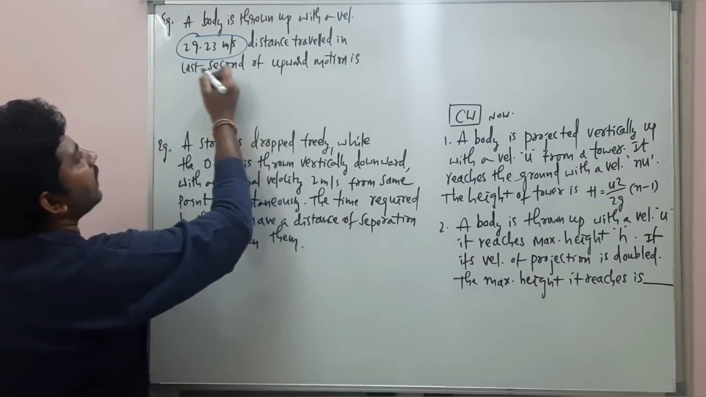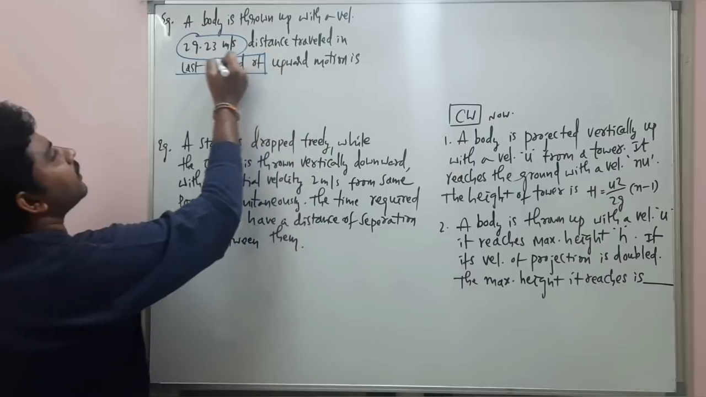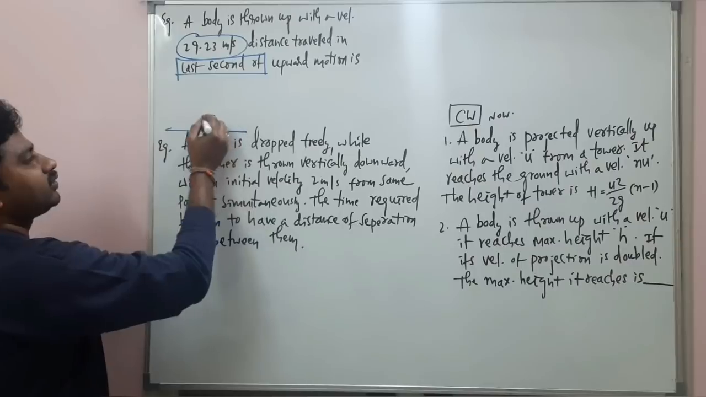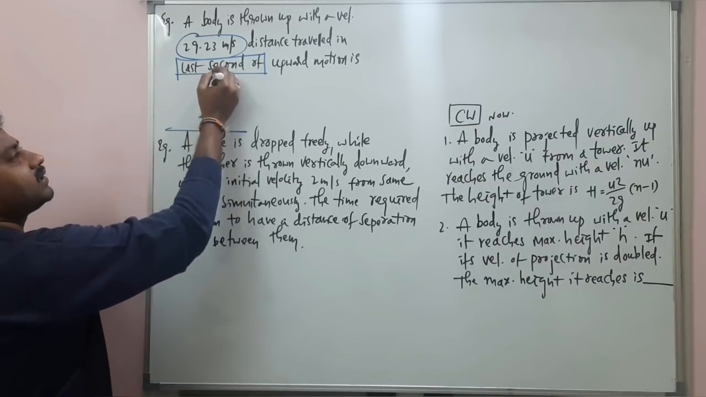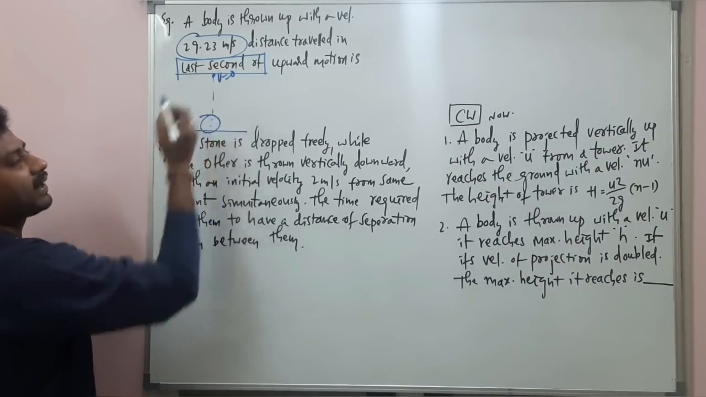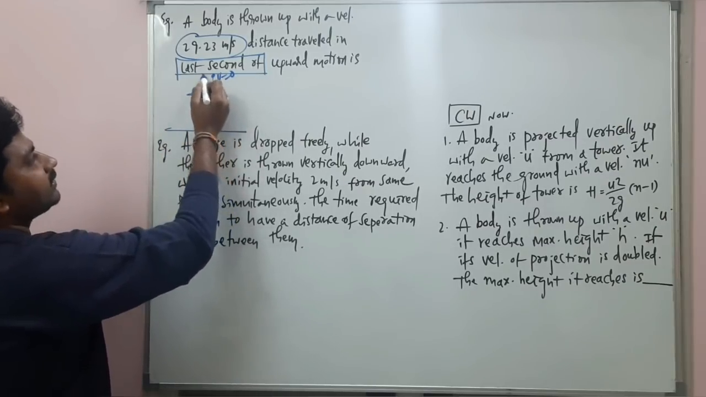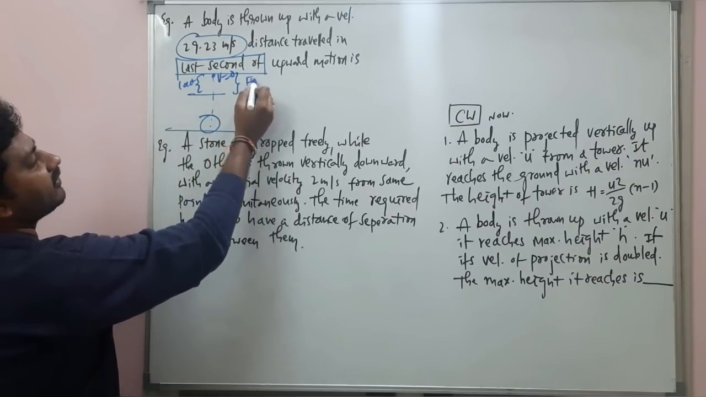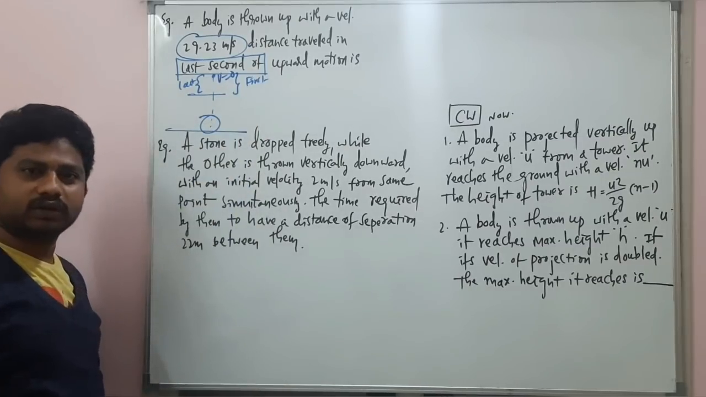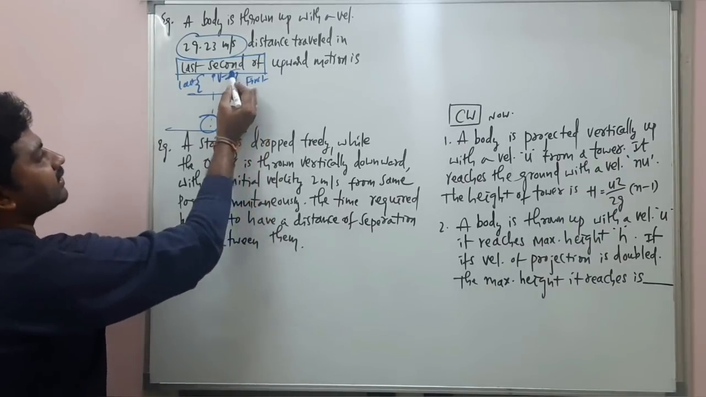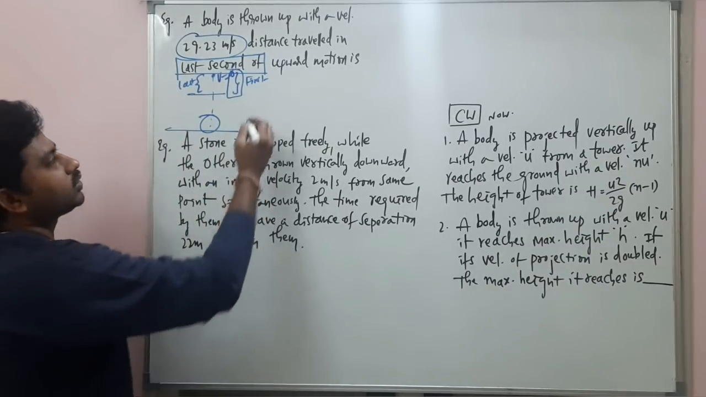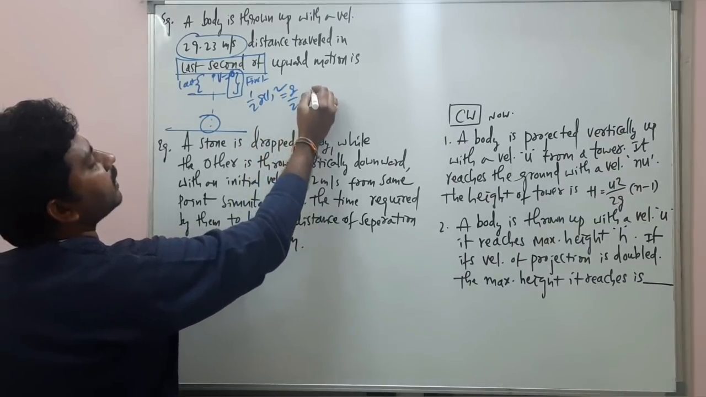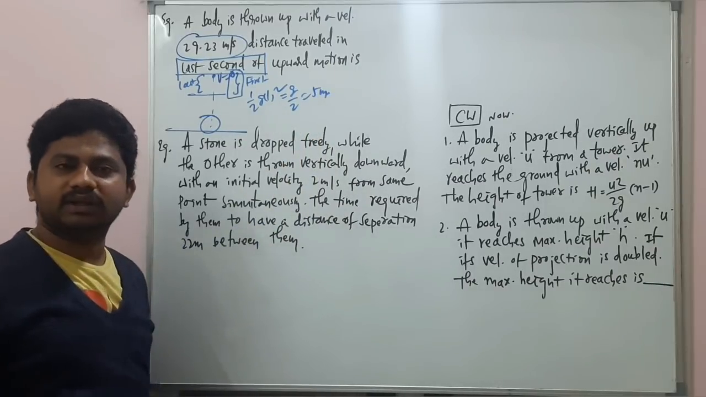Distance traveled in the last second of the upward motion. What I have told you clearly: if a body is thrown up, imagine this is the final velocity 0 at maximum height. Distance traveled in the last second is equal to distance traveled in the first second in the downward motion. So directly, distance traveled in the first second of the downward motion is half g t square, it's g by 2. g by 2 is 10 by 2, it's 5 meter.